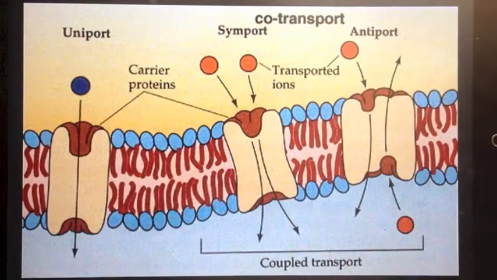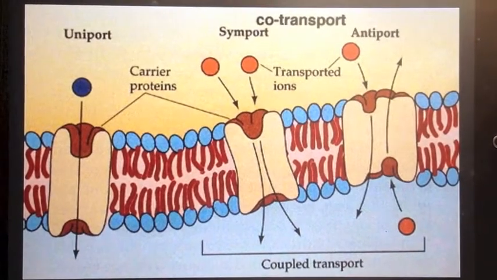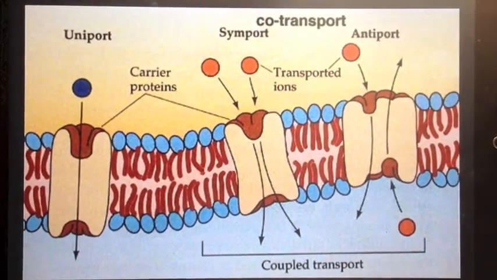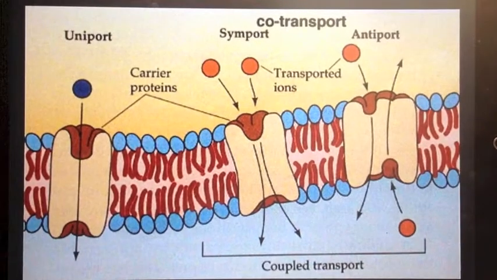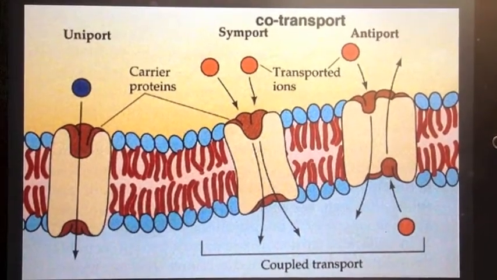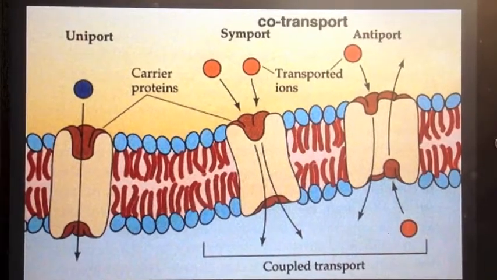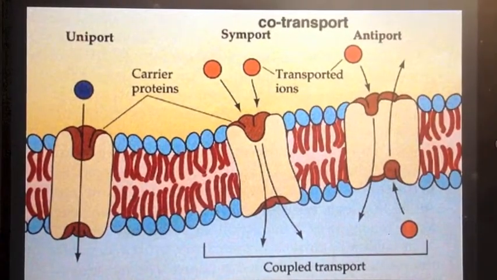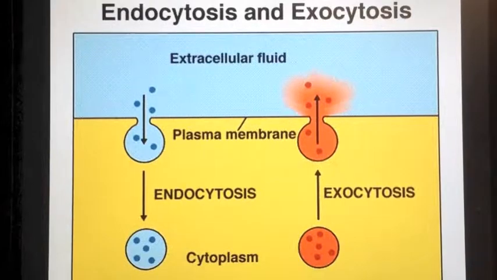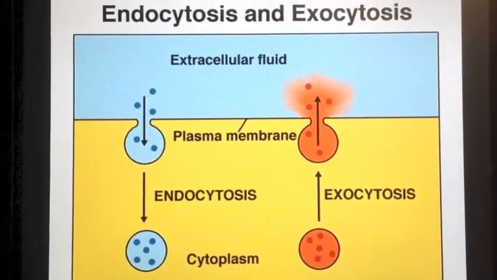Uniport moves one ion or molecule in one direction. Antiport moves one ion or molecule in one direction while also moving another ion or molecule in the opposite direction. Or symport, which moves two ions or molecules in the same direction. There are two types of active transportation.